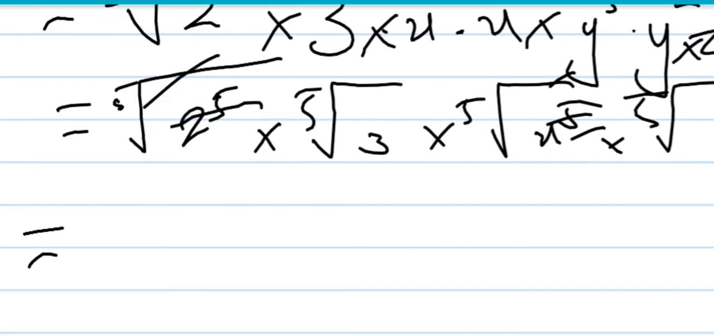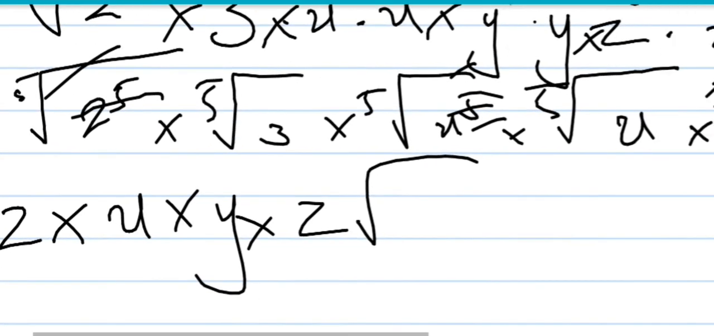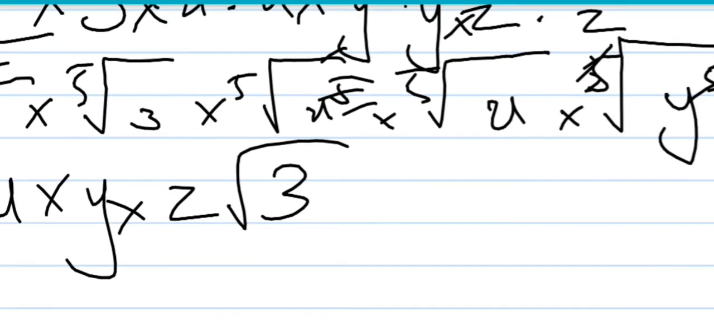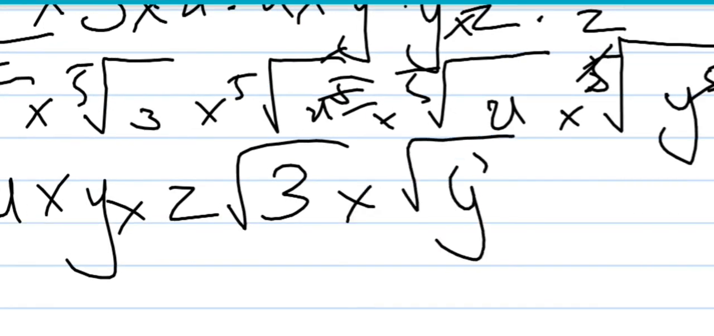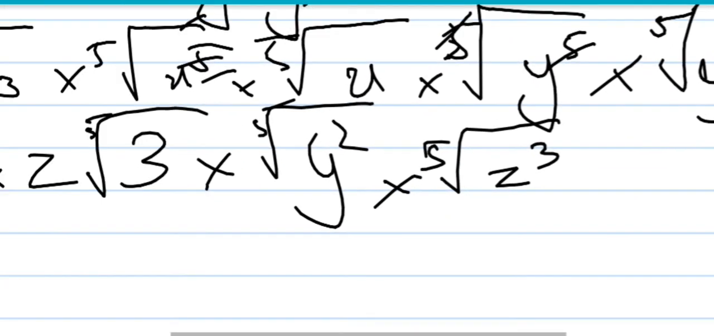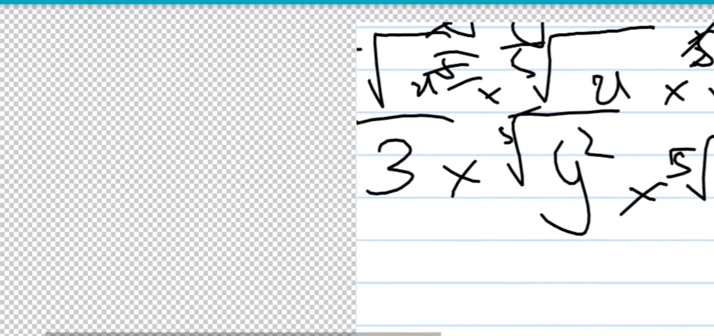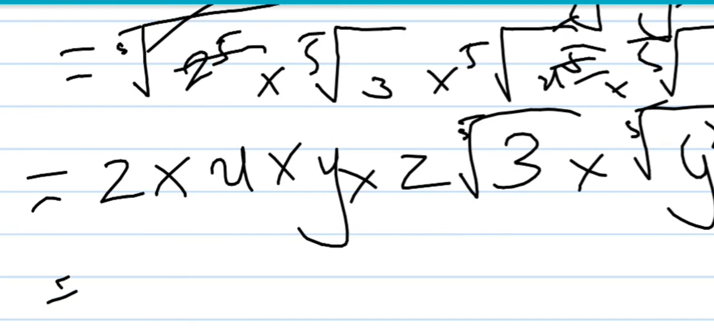So it will remain 2 multiply x multiply y multiply z, and into under root 3 multiply under root y square, and under root 5 root into z cube, and z x also multiply x, 2xyz.